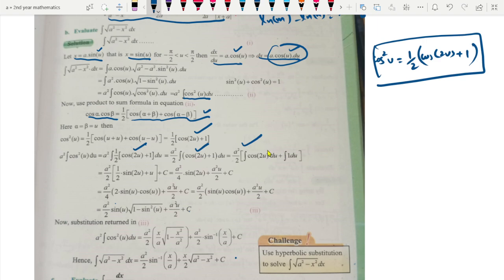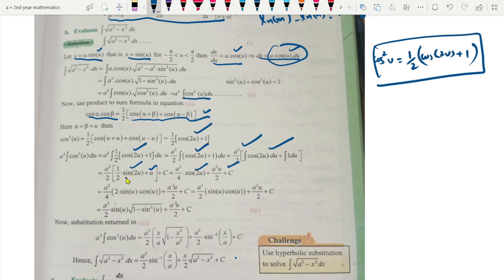So taking the integral of this one, the integral of cos of 2u is equal to sine of 2u divided by 2, and the integral of 1 is equal to u. So simply putting the values, this one, and now again this is equal to this one.